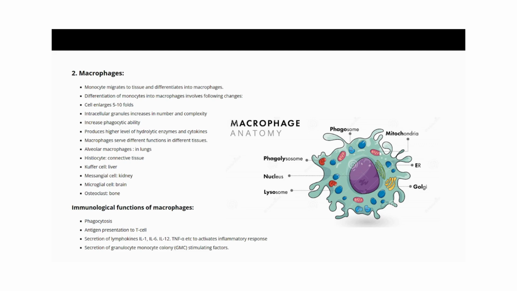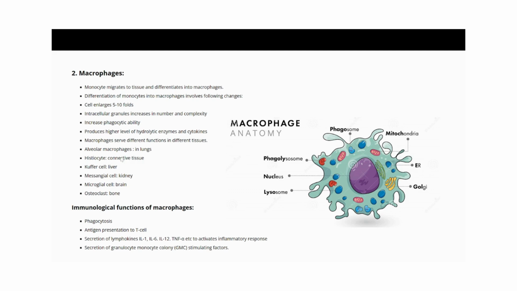Here you can see. And what are the functions that differentiate the macrophage as compared to monocytes? In the macrophage there is an increase in phagocytic ability, and they can produce higher levels of hydrolytic enzymes as well as cytokines. So these macrophages can move into different types of tissues and can perform different functions.